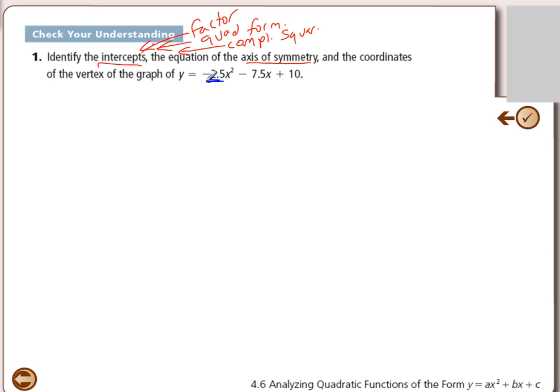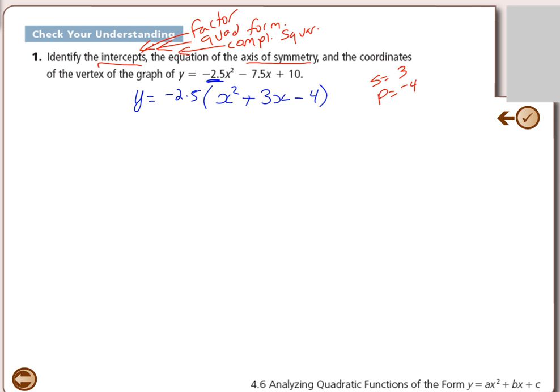Hey, let's do a quick check. Can I factor the negative 2.5 out of the whole thing and see if I get something that's easily factorable? Negative 7.5 divided by negative 2.5. Oh yeah, so first of all we've got x squared. Then plus, because negative divided by negative, that gives me 3x. 10 divided by negative 2.5 is negative 4. Oh, that looks like it's possible to factor.